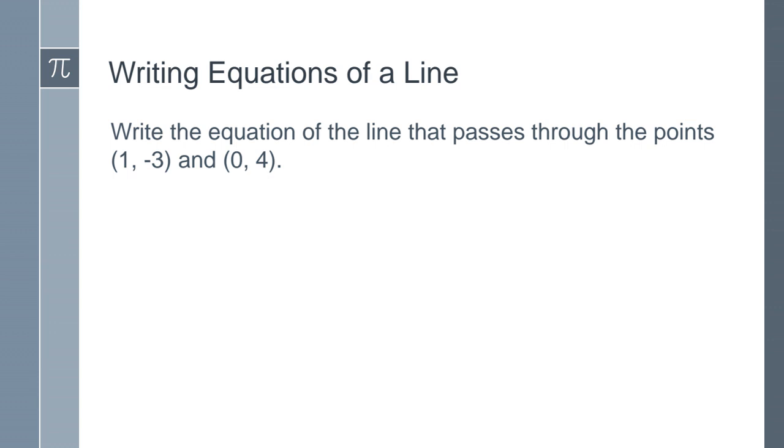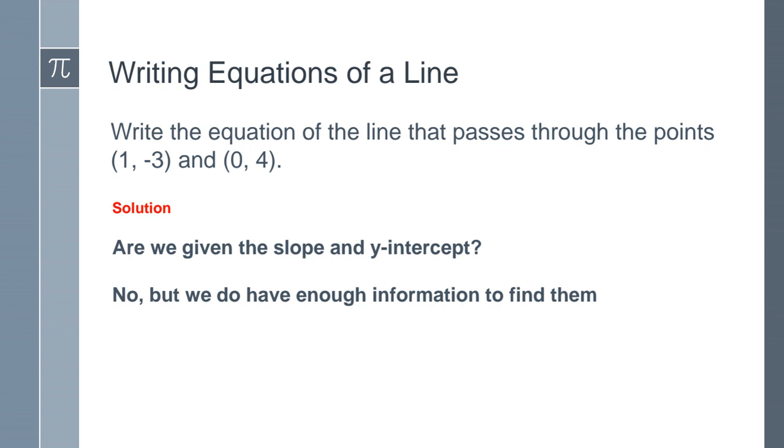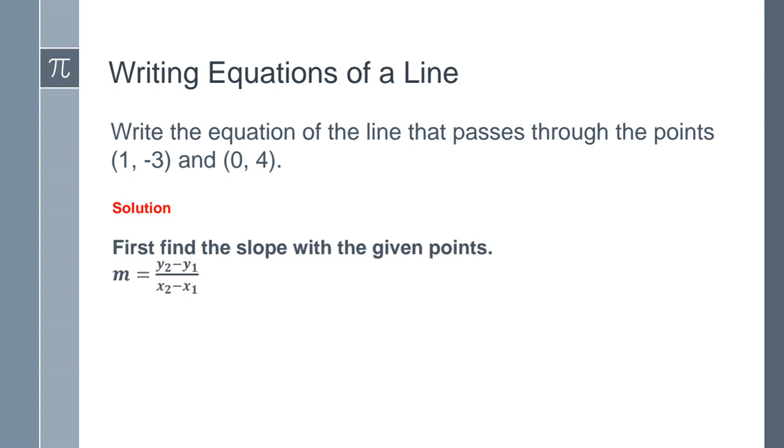Write the equation of the line that passes through the points 1, -3, and 0, 4. Again, are we given the slope and the y-intercept? You see, guys, the slope is not given, so we're going to have to find the slope by using the slope formula. And the y-intercept is going to give us 4, right? Because remember, when x equals 0, whatever the value in the y place is, that's my y-intercept. So let's see what the formula is. Okay, so here, are we given the slope and y-intercept? No, but we do have enough information to find them, which I just mentioned in the previous slide. Here is a formula to find the slope.